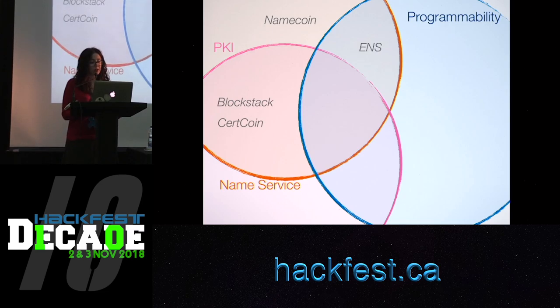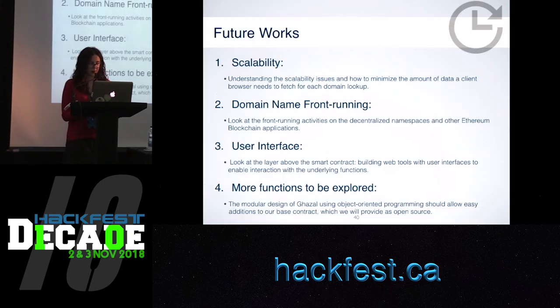So there's another one, Ethereum Name Service, that provides a name service, and it's built on the Ethereum, so you have programmability, but again, you don't have PKI functionality. So here we are. We offer name service, we offer PKI functionality, and we are built on the Ethereum blockchain, so we have programmability. You can add other functions to this system.